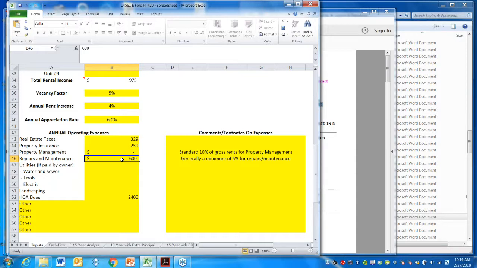bad situation. I would say somewhere in the 5, 6, 7% is probably what it's going to take. But who knows? Maybe you buy a property and in the first month, oh my God, all of a sudden, you didn't realize the sewer broke. You just got to make sure that you can make it through. In this case, I'll put $600.